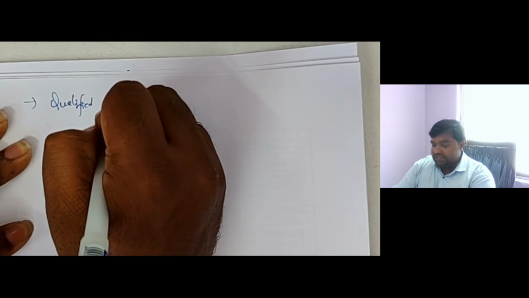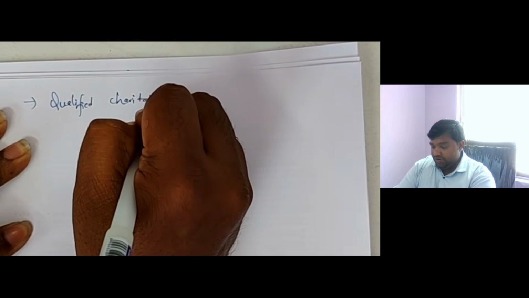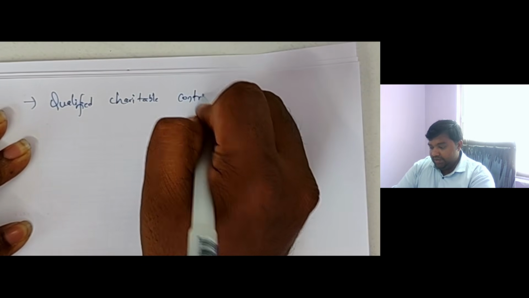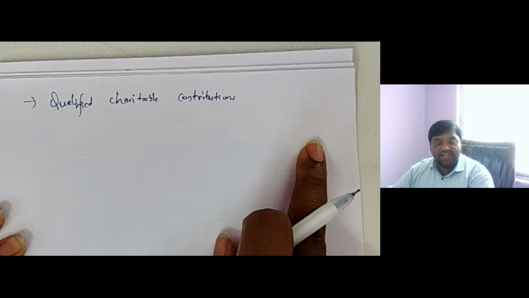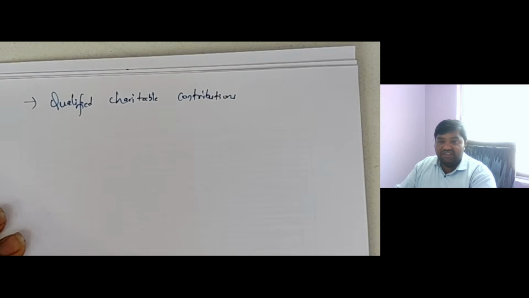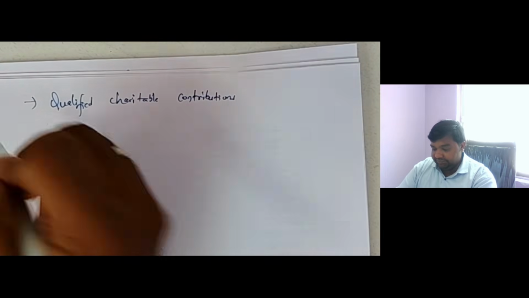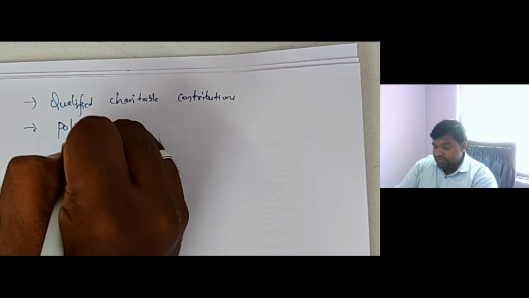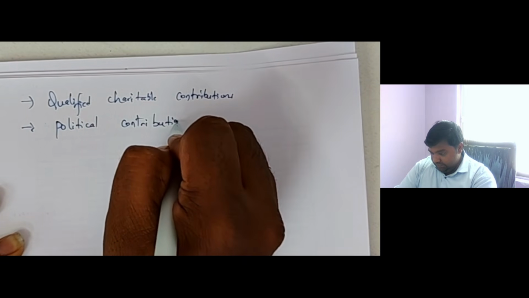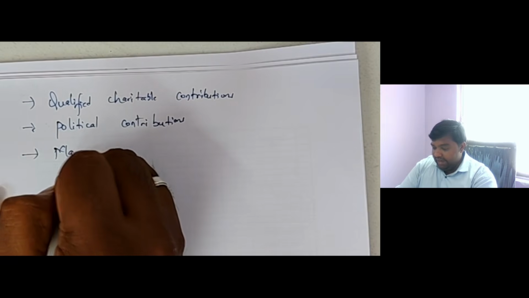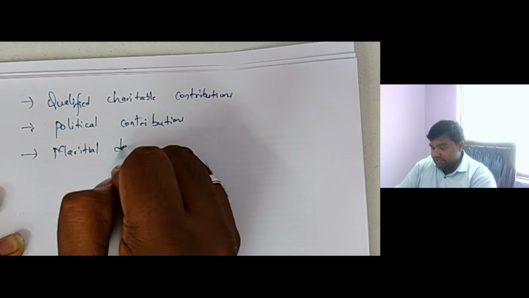Next, qualified charitable contributions. If the person has mentioned in his will that this much must be given to charity, that also will be deducted before arriving at the taxable estate. Political contributions. The last thing is the marital deduction, which is very important. I will explain what it is.